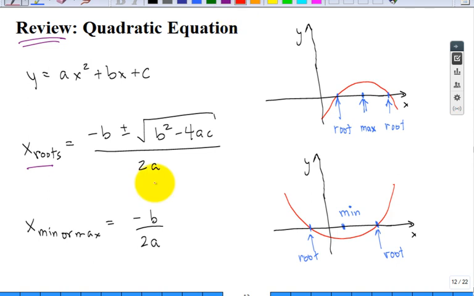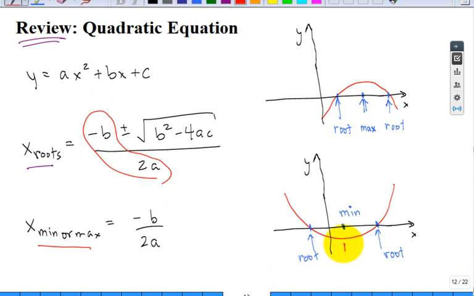I think this part of the equation is really significant. Do you know why? Because that tells you where the min or the max is, and whether it's concave up or concave down. Negative B over 2A. It's really kind of important. Interesting, isn't it? So there's your quick review.